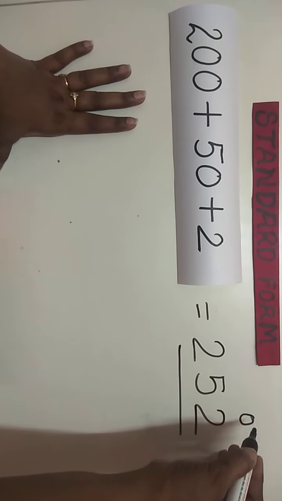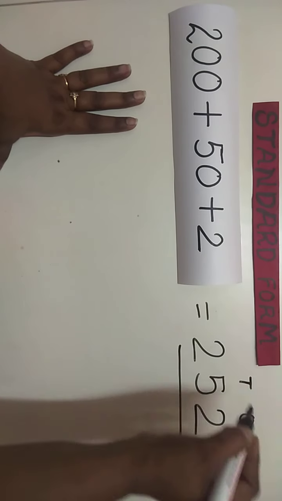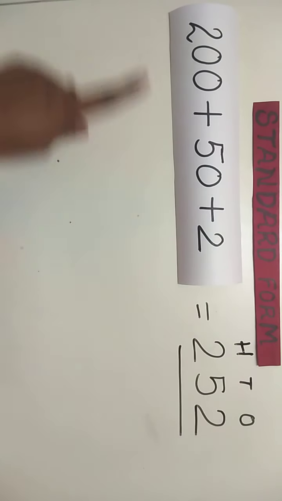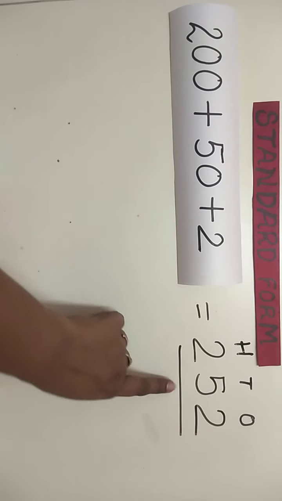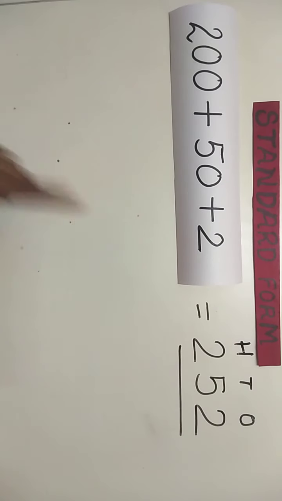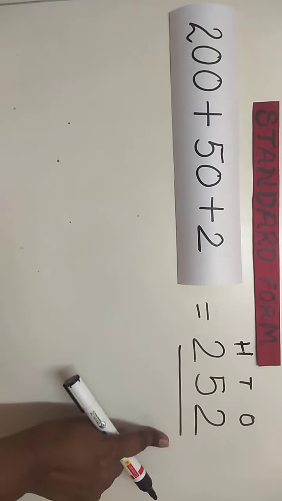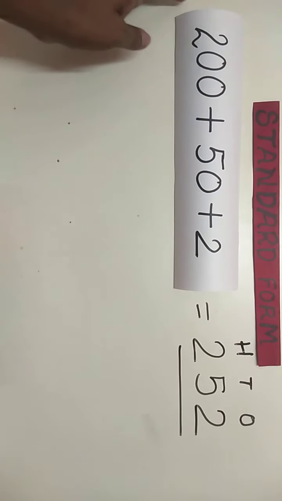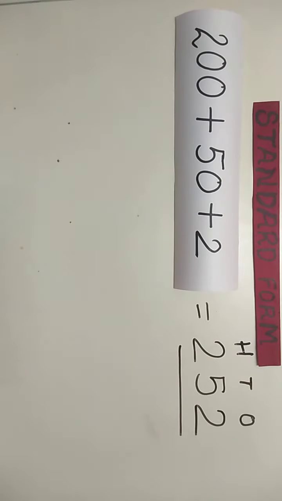So this is ones, tens and 100. So it is 200 plus 50 plus 2. So 252 is the standard form of the expanded form of the number 252. Let us take another example.